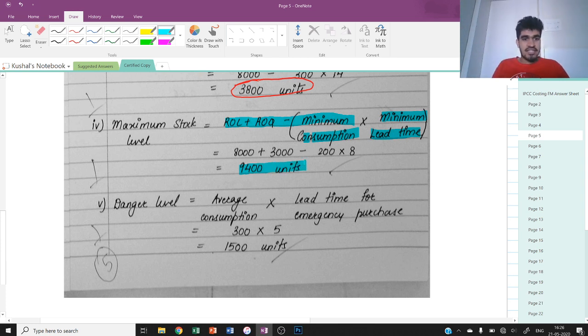And lastly, what is the danger level? It is nothing but the average consumption into lead time for emergency purchase. And this is nothing but 1500 units. This is the lead time for emergency purchase. So 1500 units are danger level, which means that these units, there can be a position of stock out if these units are not bought. Okay, so this is how I had presented in my certified copy.